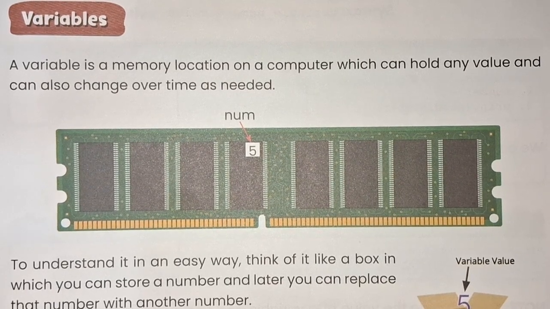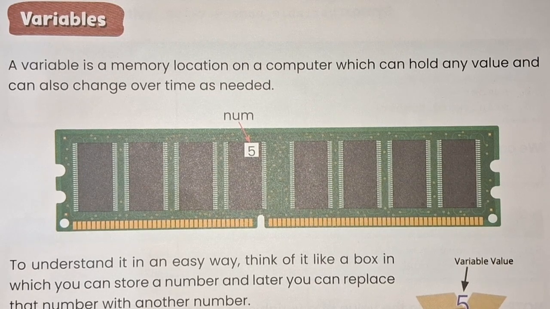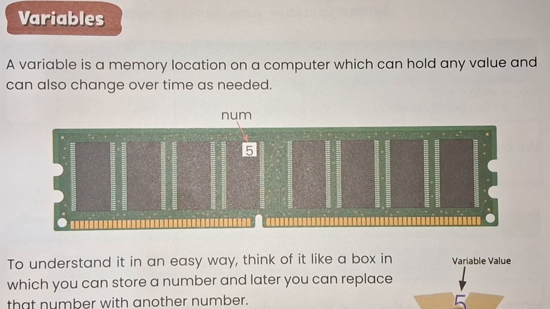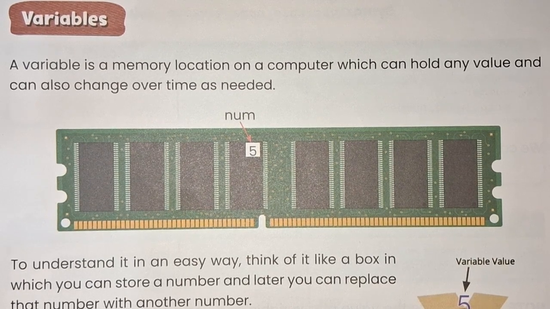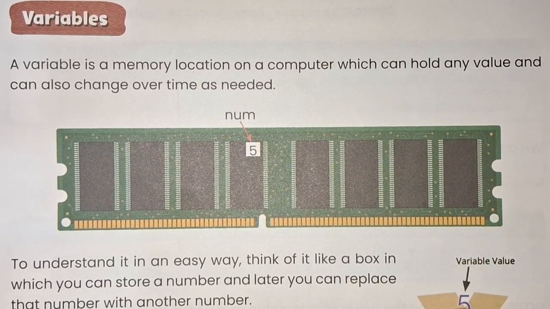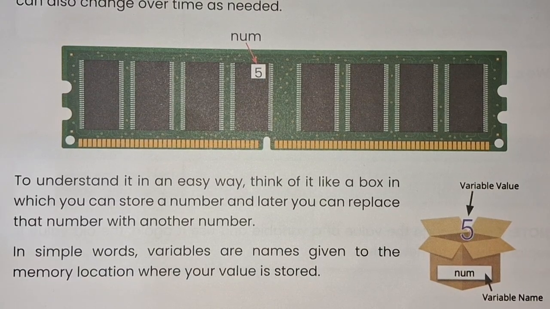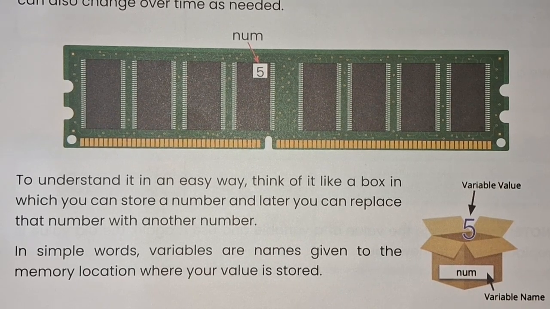A variable is a memory location on a computer which can hold any value and can also change over time as needed. To understand it in an easy way, think of it like a box in which you can store a number and later you can replace that number with another number. In simple words, variables are names given to the memory location where your value is stored.